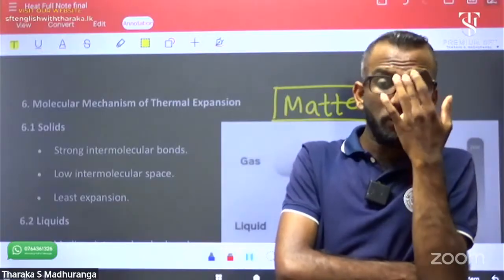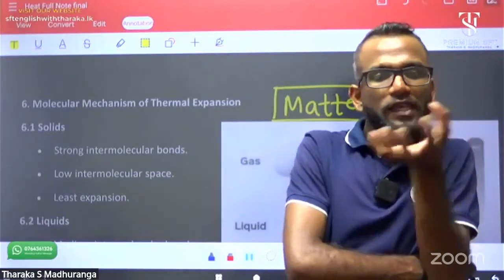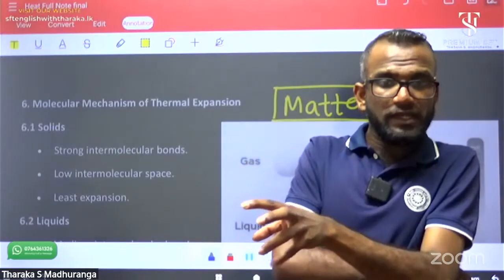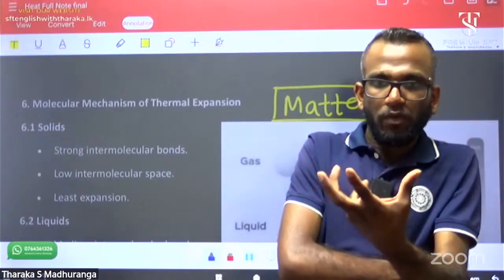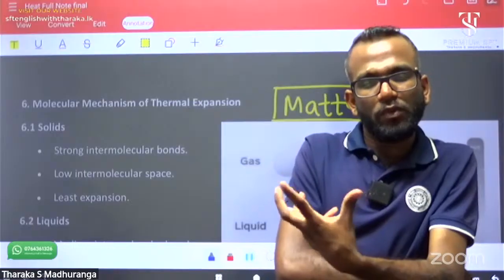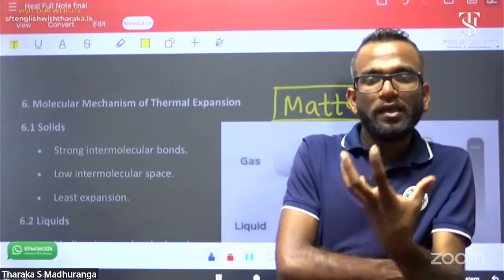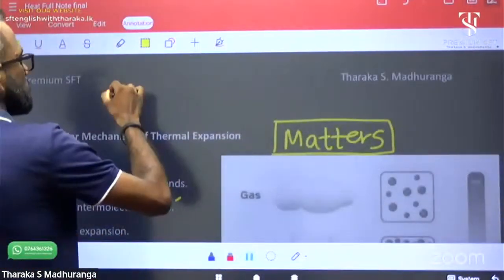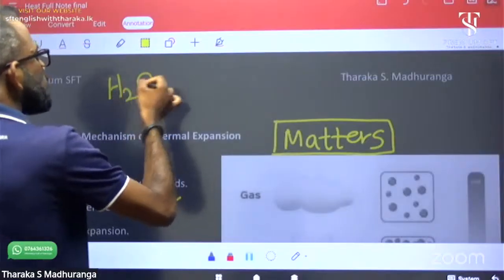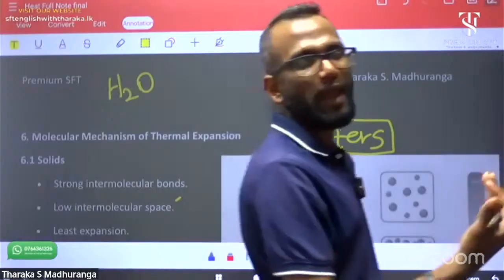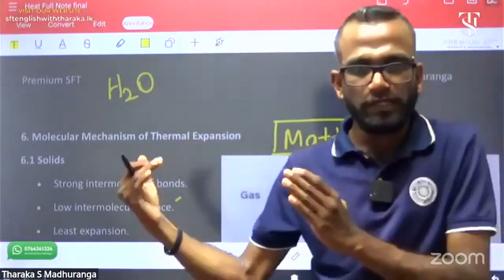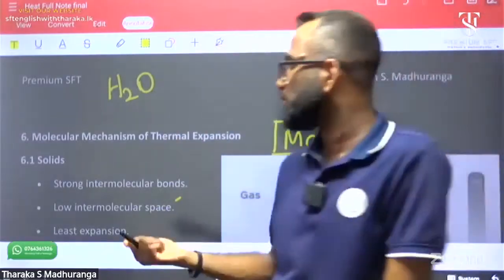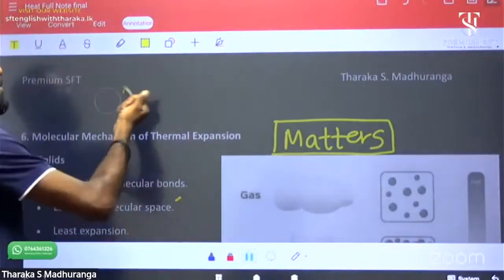Aluminium is made of aluminium molecules. Zinc is made of zinc molecules. Oxygen gas is made of oxygen molecules. Ozone gas is made of oxygen molecules. Carbon dioxide gas is made of carbon and oxygen. H2O, water, is made of hydrogen and oxygen. All matter, liquid, gas, and solid, is made of molecules.